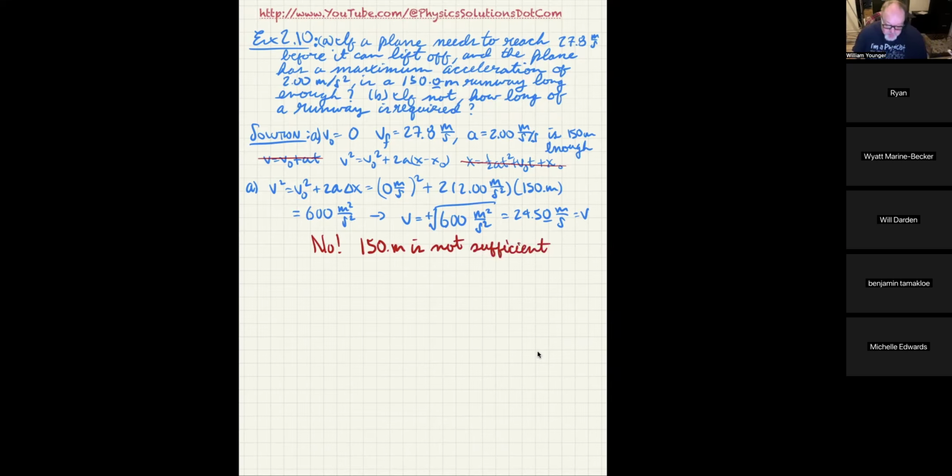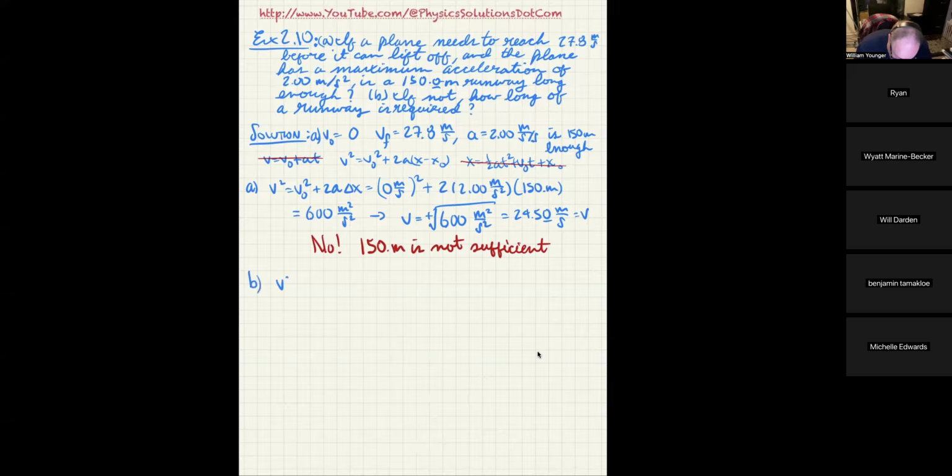Okay, so that's our answer to part A. It's 150 meters is not sufficient. And for part B, we want to know how big is a sufficient driveway, or how long is a sufficient runway. I don't know why I said driveway. In this case, we're going to solve for delta x though.